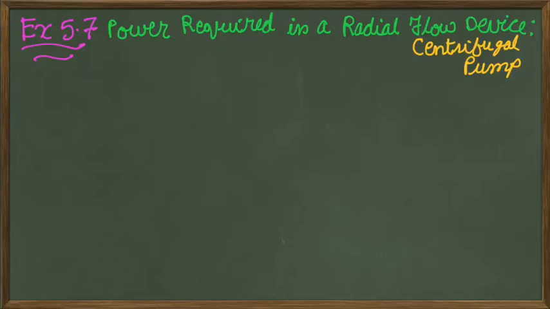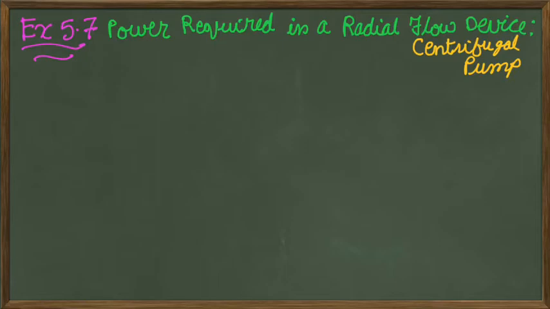This is the third and the last problem of the tutorial video lecture on power required in a radial flow device. The radial flow device that is considered for this problem is a centrifugal pump, which is a device used to increase the pressure of water, which is needed to transport the water from one place to another.